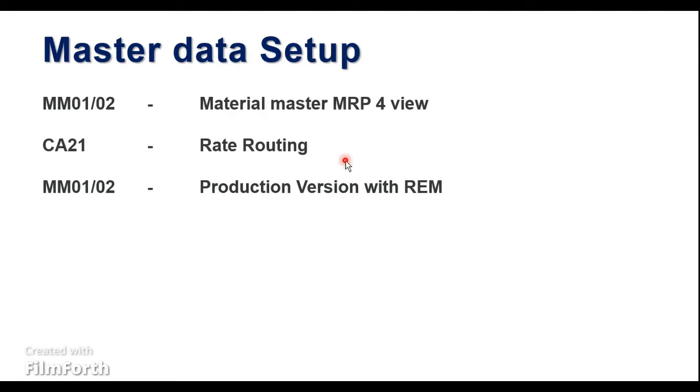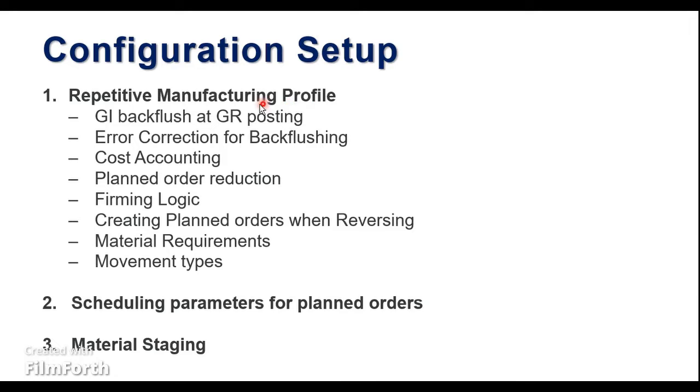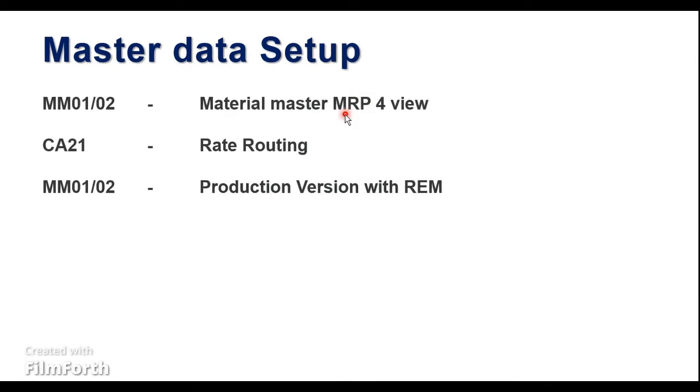And the next one, we have the master data setup. So here in the master data, we will have to leverage the functionality of the MRP4 view in the material master, and then define the repetitive manufacturing profile that we have configured here. So this repetitive manufacturing profile will be enabled and activated in this MRP4 view of the material master for the finished product. And then we have to create the rate routing.